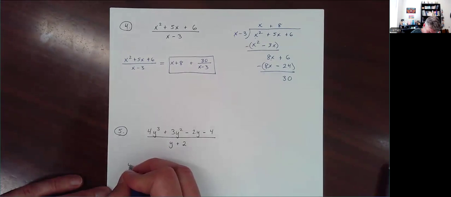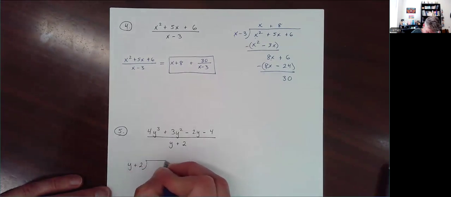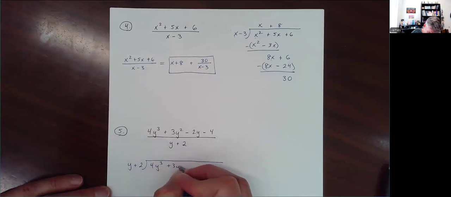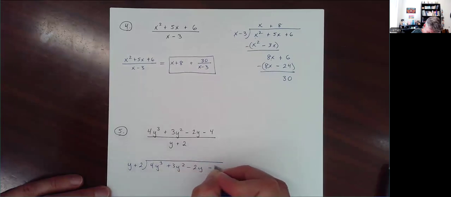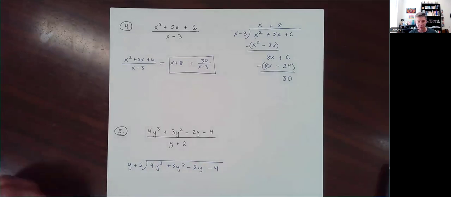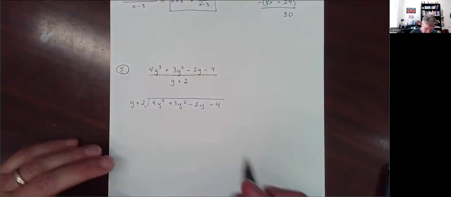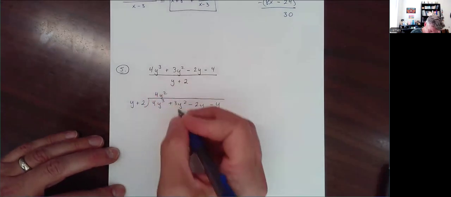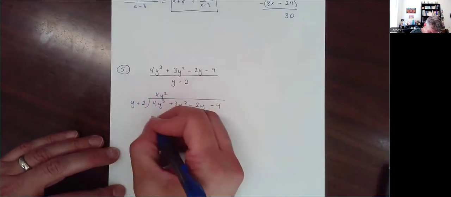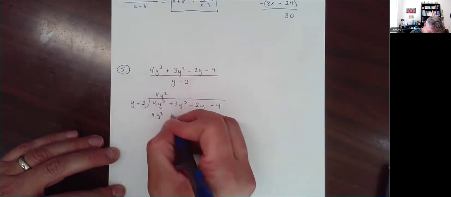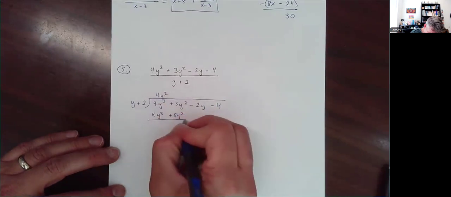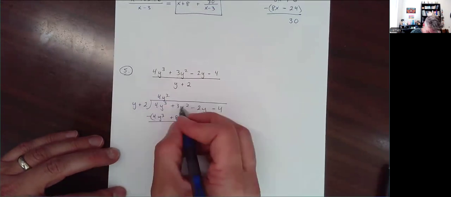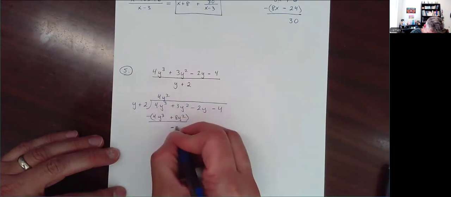Again, same idea. We're saying y plus 2 dividing into 4y cubed plus 3y squared minus 2y minus 4. I don't think this one divides in evenly, but I didn't actually check, so we'll see what happens. So what do you multiply by y to get 4y cubed? 4y squared. Multiply it, you get 4y squared times y, which is 4y cubed. And then 4y squared times 2 is 8y squared. Subtract. 0. 3y squared minus 8y squared is negative 5y squared.